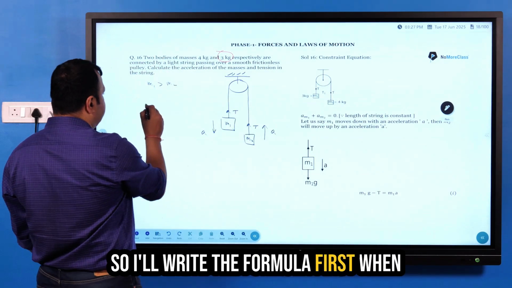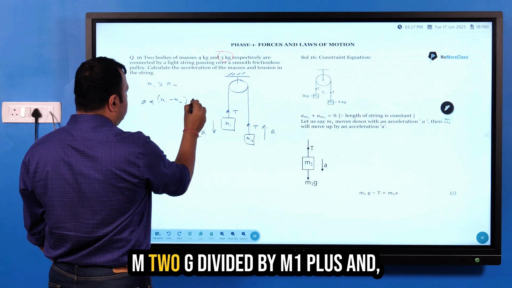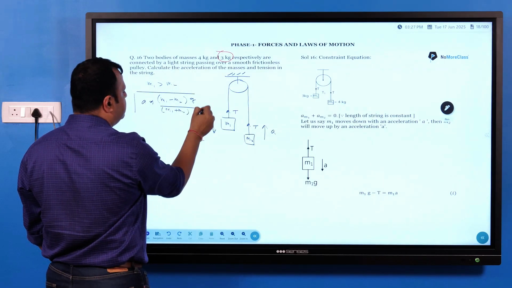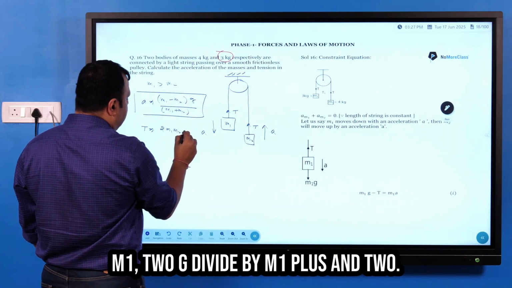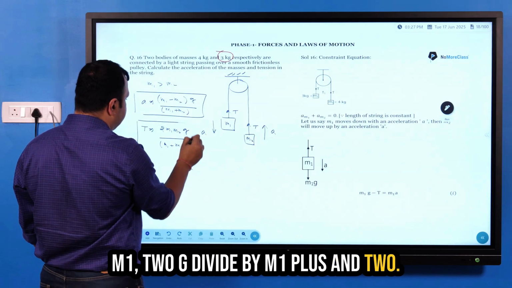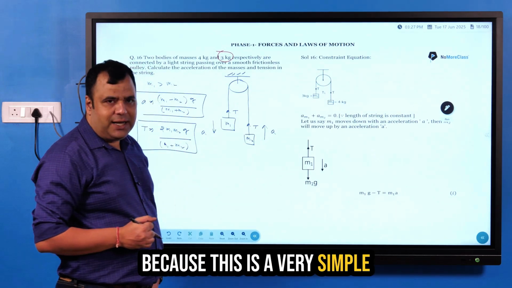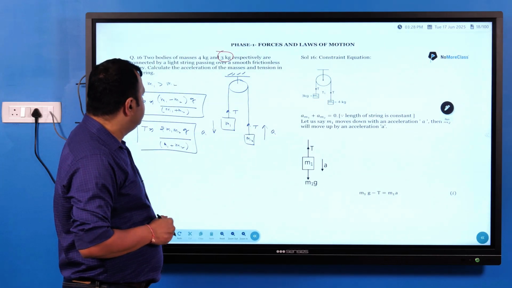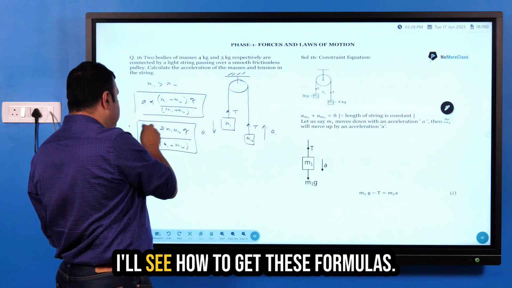So I'll write the formula first. To calculate the acceleration, that will be coming out to be (M1 minus M2) G divided by (M1 plus M2). And when you calculate the tension, it will be 2 times M1 M2 G divided by (M1 plus M2). You are supposed to remember these formulas because this is a very simple case and very frequently in exams they keep asking. So directly you can get the formula by putting in the values here. But I'll be solving it, I'll show how to get these formulas.